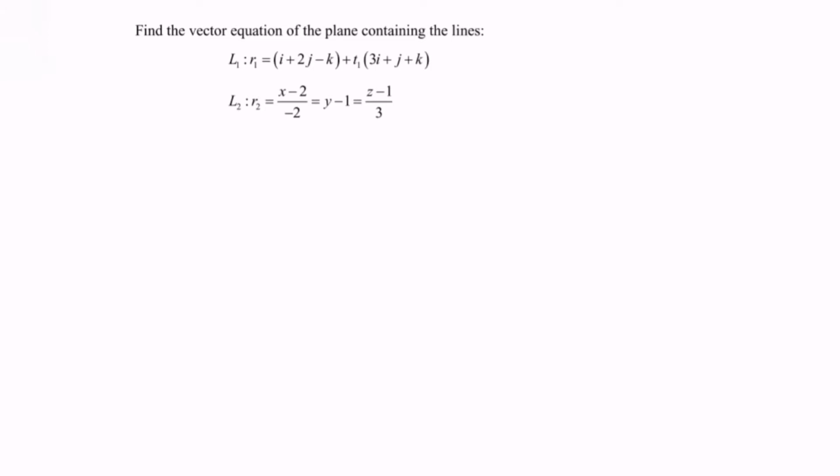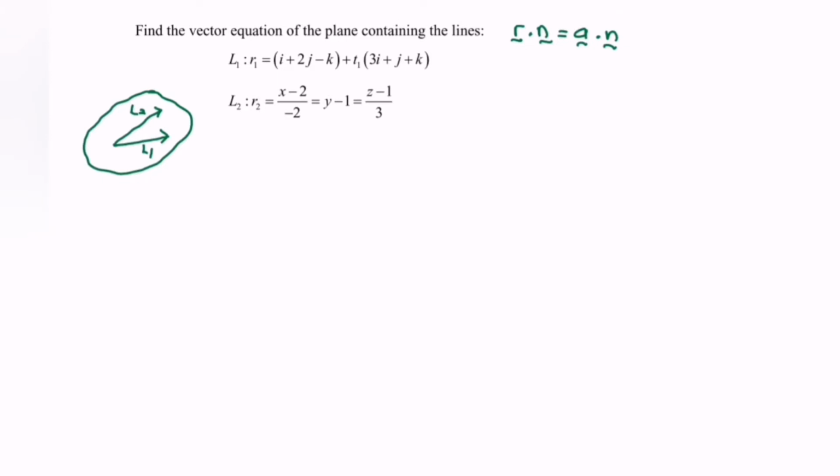In this video, I'm going to discuss the example for vector. Find the vector equation of the plane containing the line. So here we have the equation of the plane where we have r dot n equals a dot n. So the question mentions that here we have the plane, and we will have line 1 and line 2.